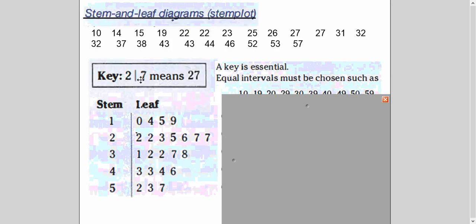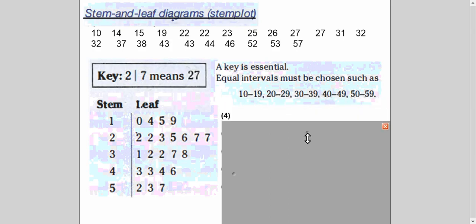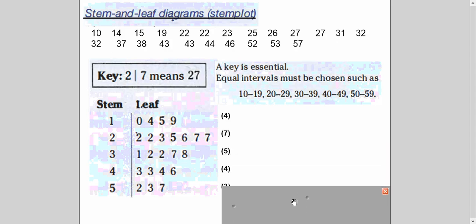Now, why is this key essential? Because it explains how to read the diagram. So when I write 2 line 7, it means I'm reading it as 27. So if I want to read this, how will I read it? 32, right? So reading is very important. And here the interval has been shown to you, how you are selecting it.